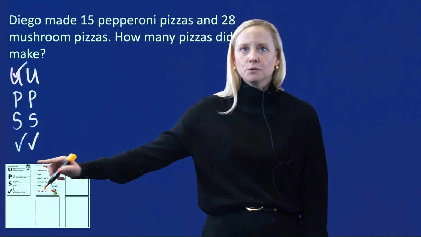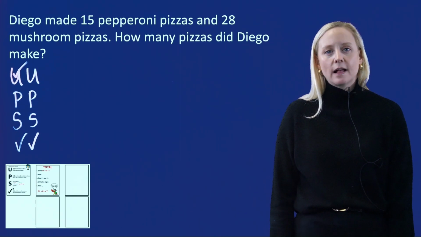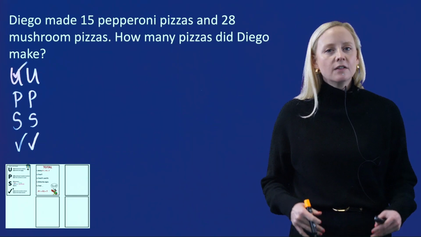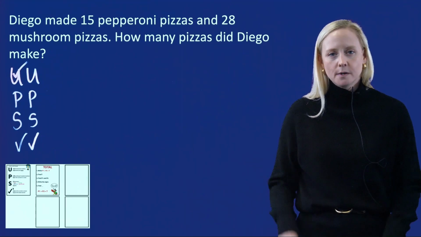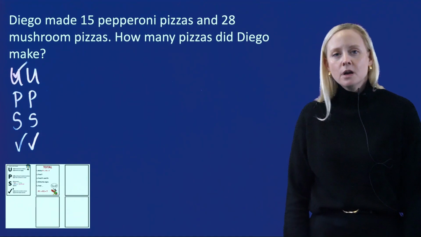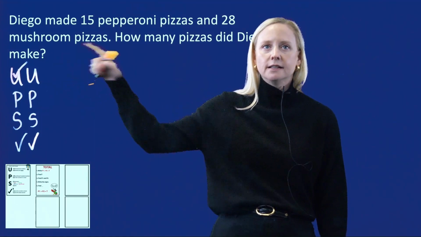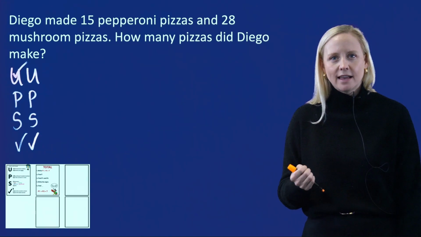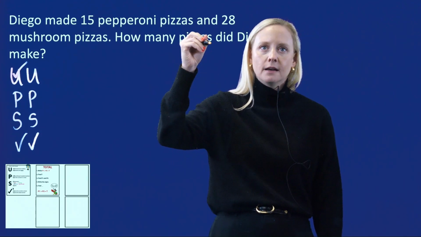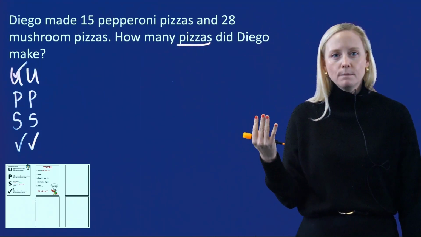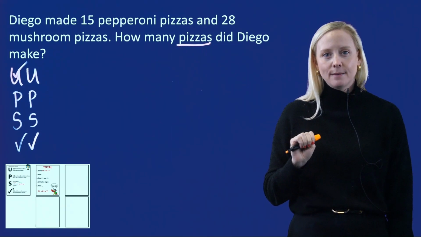My second U right here says underline the label and cross out or check for any irrelevant information. Now, irrelevant information is going to be any numbers that are not related to our problem or what we're talking about. I like to check my question sentence that starts with a capital letter and ends with the question mark to see what my label is. It says, how many pizzas did Diego make? This story or word problem is talking about pizzas, so I'm going to underline pizzas as my label.